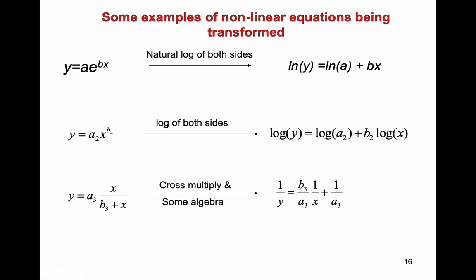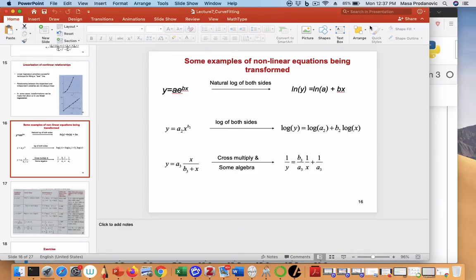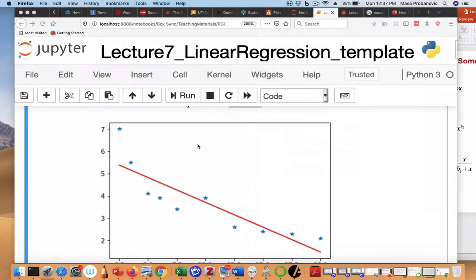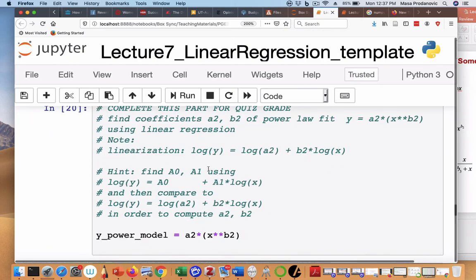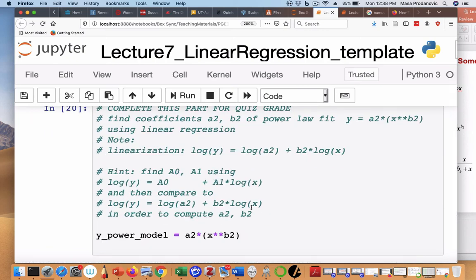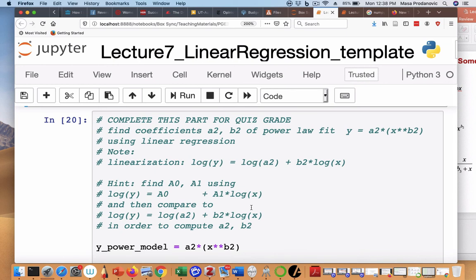Can you use that linear regression function that reportedly you all have now working to actually recover a2 and b2? There are some hints in your code. And it's going to be a quiz grade.